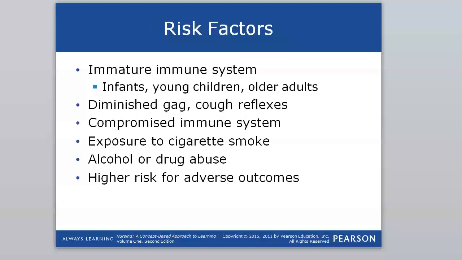So who is at risk for developing pneumonia? Obviously, an immature immune system, infants, young children, older adults, people that have a diminished gag or cough reflex, a compromised immune system, people that are exposed to cigarette smoke, not only people who smoke, but also secondary smoke as well, people who abuse alcohol or drugs, and have a higher risk for adverse outcomes.